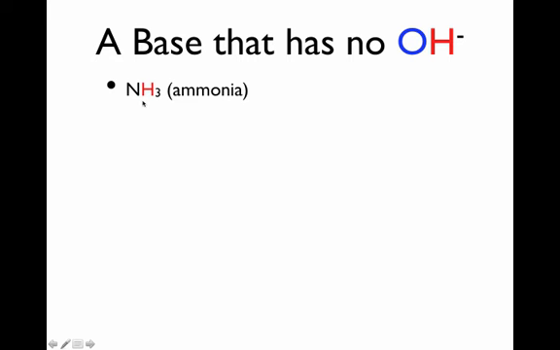The classic example of this is a chemical called ammonia. I'm sure many of you have used ammonia before, at least cleaning things around the house. The formula for ammonia is NH3. And hopefully by looking at this, you agree that this formula does not have OH in the formula. So how does ammonia, even though it doesn't have OH or OH minus, it is a base.